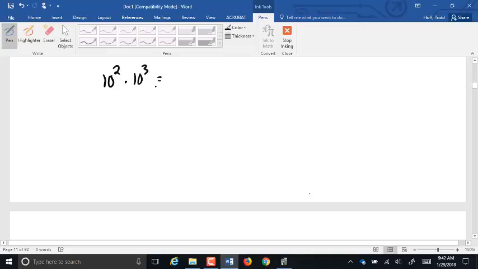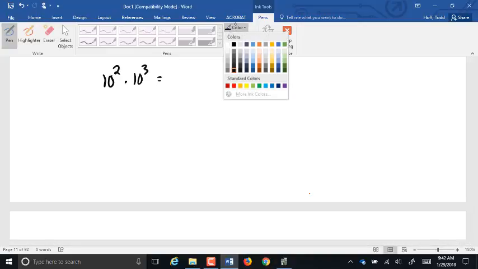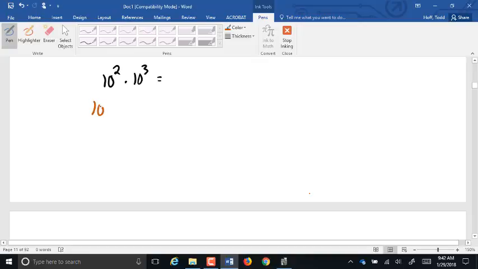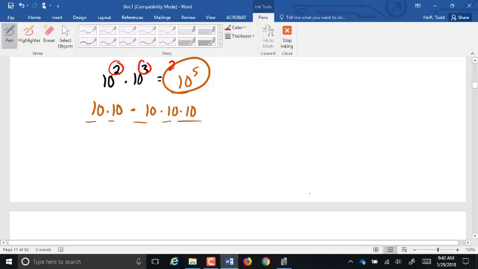If I do 10 squared times 10 to the third, remember 10 squared means 2 tens multiplied together. 10 to the third means 3 tens. If I multiply them all together, how many tens do I have? There's 5 of them being multiplied together, or 10 to the fifth. The shortcut is you can just combine the powers. 2 plus 3 makes 5.